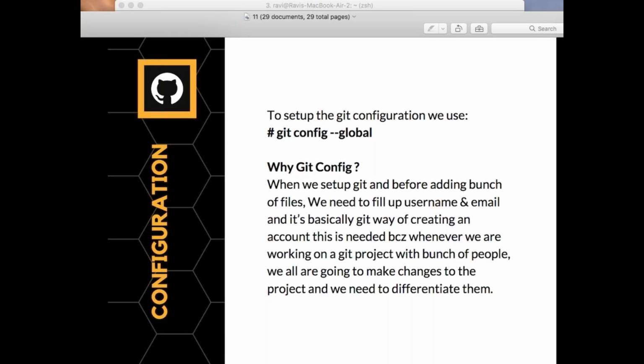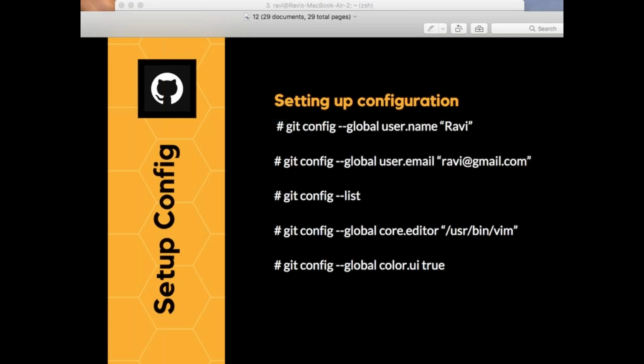All you'll say is git config, and when you set up git config, before adding a bunch of files, you fill up the username and email. So basically you are creating an account for this. Git config is nothing but creating one specific account. You have two specific options for that: git config --global user.name, and the email. These two things are required, and the rest you can ignore.